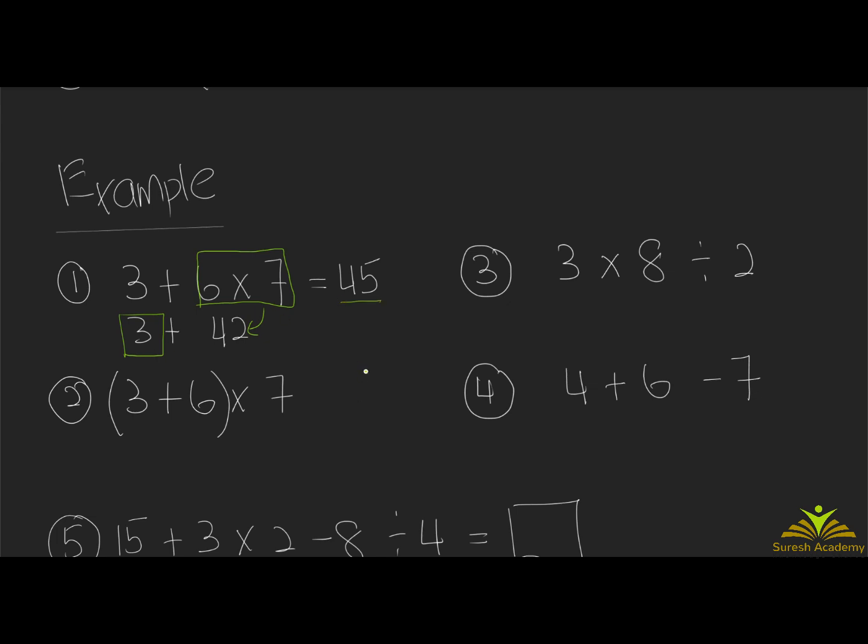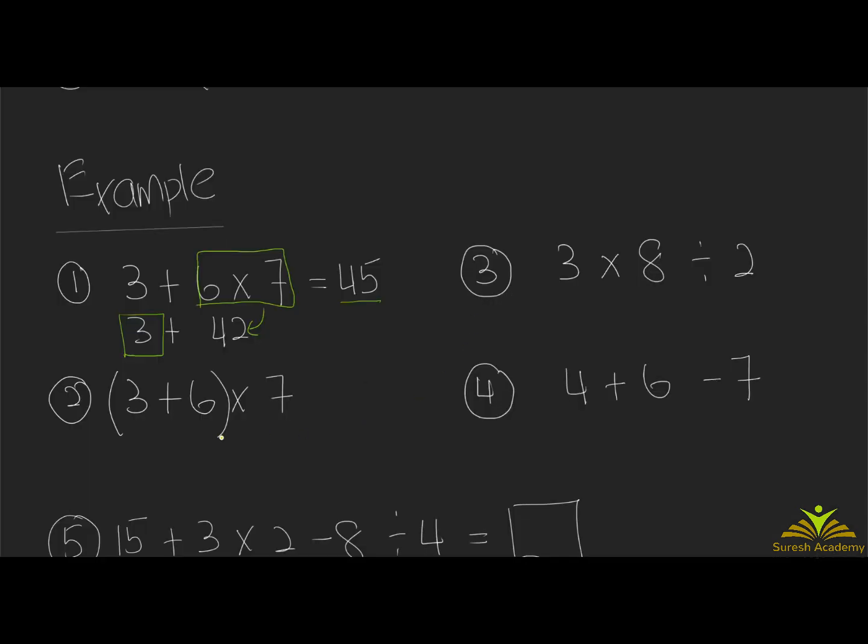Now, can you imagine if BODMAS doesn't exist? I would solve it in this way. Maybe you would like to say, okay, I want to do 3 plus 6 multiplied by 7. 3 plus 6 will be 9. 9 multiplied by 7 is 63. Now, which is correct? You see the point? So, BODMAS exists to assist us to solve mathematical equations uniformly across the globe. Now, let's look at example 2.